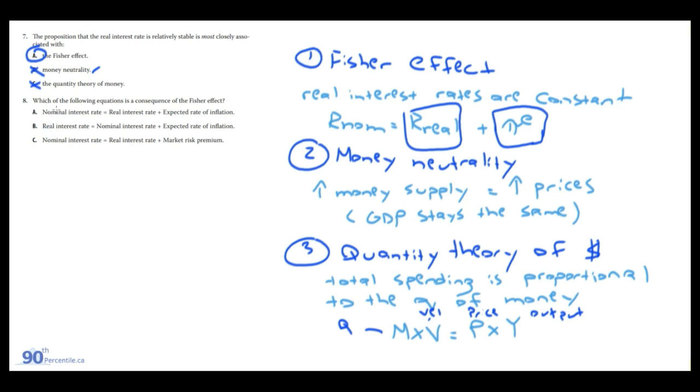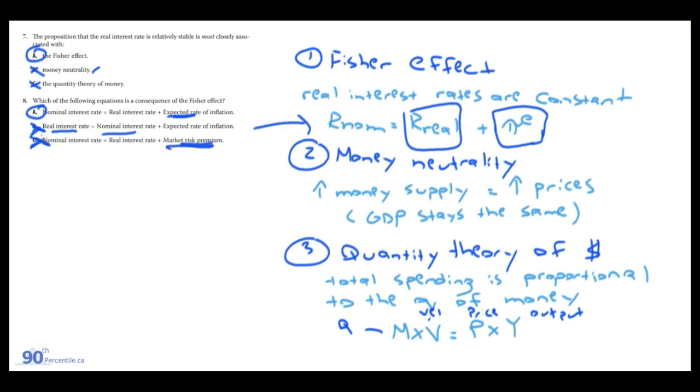And next question, which of the following equations is a consequence of the Fisher effect? So we have some formulas here, pretty easy. We have it written out right here. And we have the nominal interest rate is equal to the real interest rate plus the expected rate of inflation. So your answer is A. B has it flipped with the real and nominal rate, so you would know that that's incorrect. And then C has a market risk premium, which has nothing to do with the Fisher effect, so that's incorrect as well.